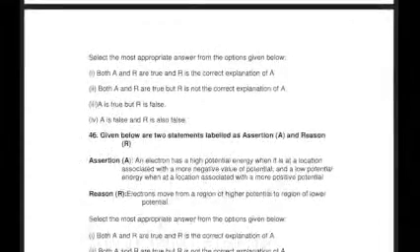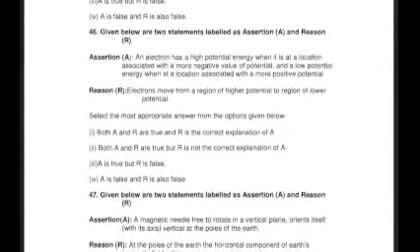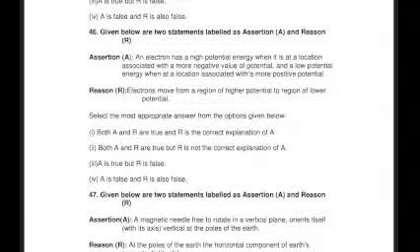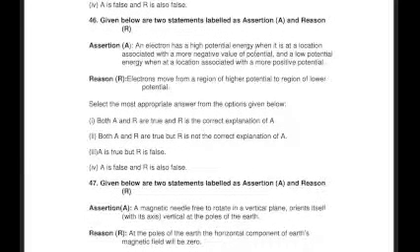Question number 46. Given below are two statements labeled as Assertion A and Reason R. Assertion A: An electron has high potential energy when it is at a location associated with the more negative value of potential, and a low potential energy when at a location associated with the more positive potential. Reason R: Electrons move from a region of higher potential to a region of lower potential. Select the most appropriate answer from the options given below.